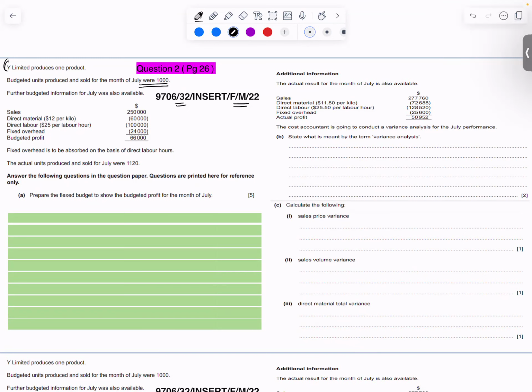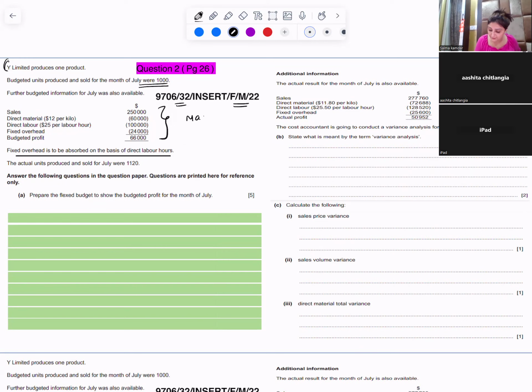Okay, go ahead. The sales are $250,000. Direct material $12 per kilo is $60,000. Direct labor $25 per labor hour is $100,000. Okay, so this is over the budgeted information that is given to you. Then the fixed overhead is $24,000 and the budgeted profit is $66,000. This is the master budget that is given to you. Okay, go ahead.